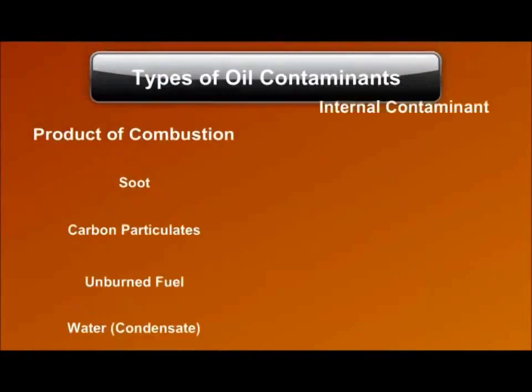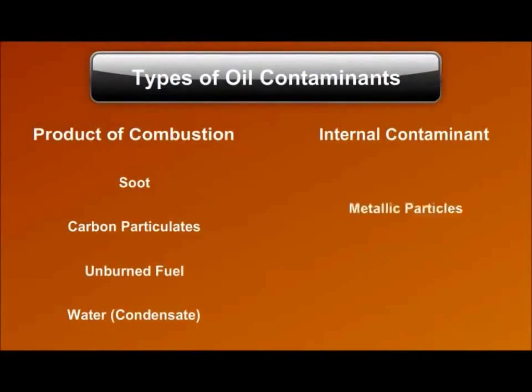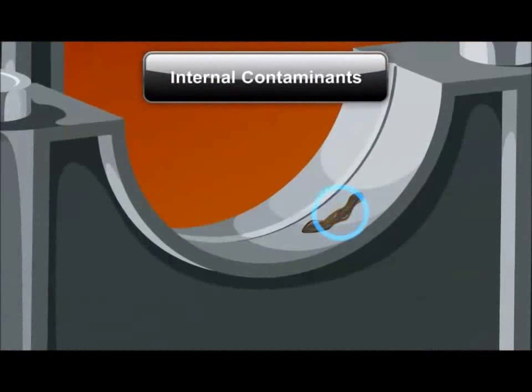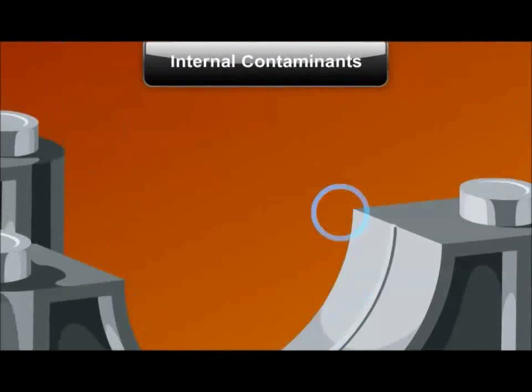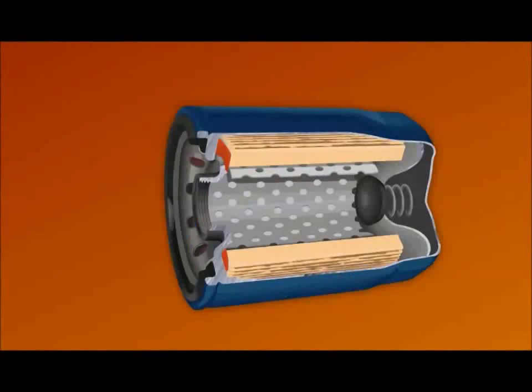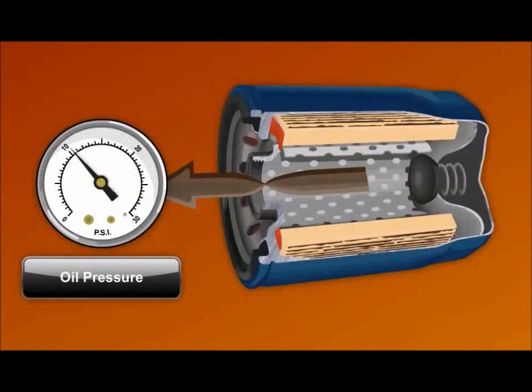Internal contaminants consist of metallic particles, spent oil additives, sulfuric acid, and nitric acid. These contaminants increase wear on moving parts, leading to greater friction, reduced oil pressure, and component failures. Some contaminants can plug the media inside the oil filter. When this occurs, the oil filter allows less oil to flow to the engine and reduces oil pressure.